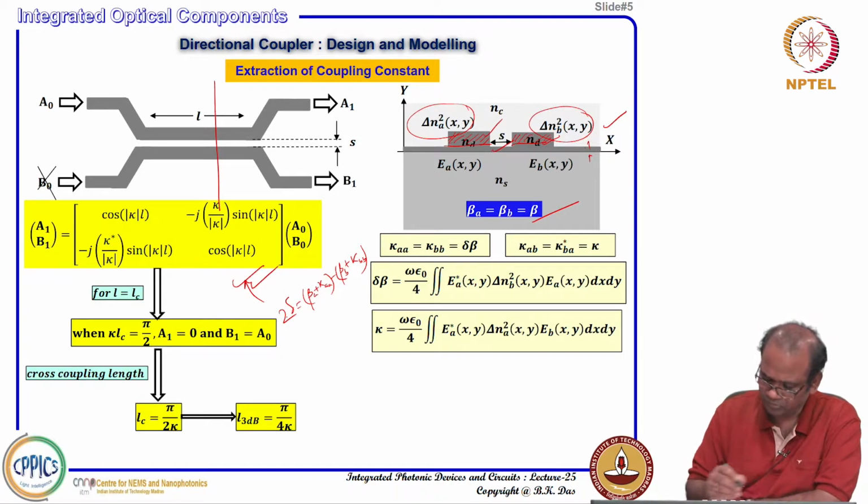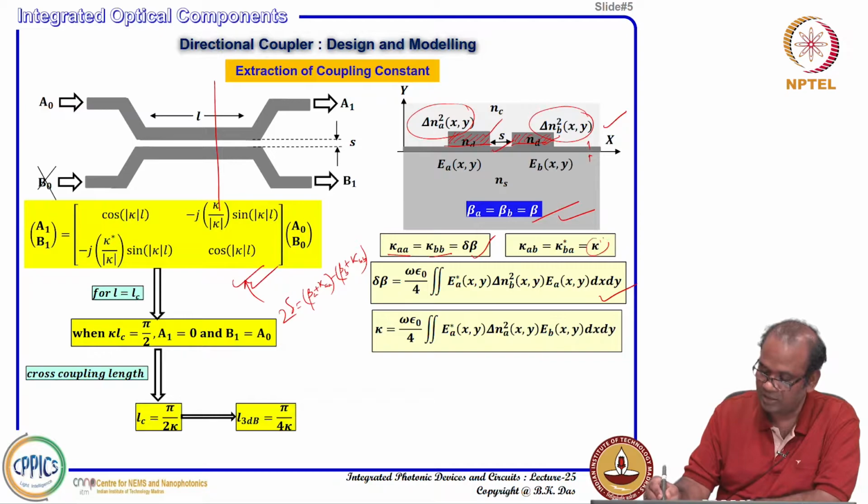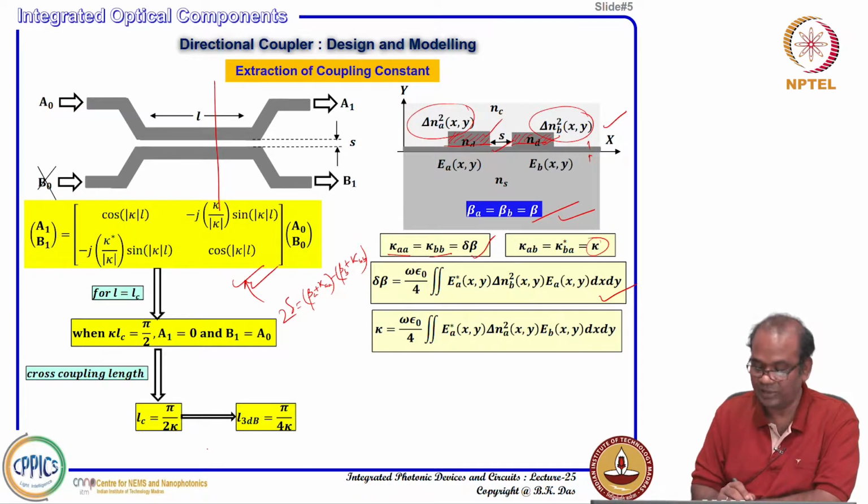Now, since the waveguides are identical, in the coupled equation we have introduced kappa AA, which should be kappa BB, and that will actually be delta beta. That expression is derived using the coupled equation in the last lecture, and kappa AB, kappa BA star, that is actually kappa, the so-called coupling constant.